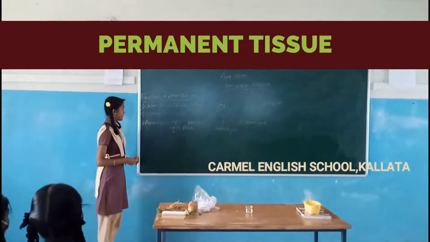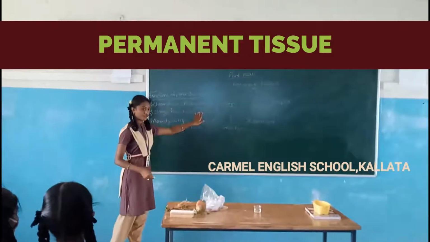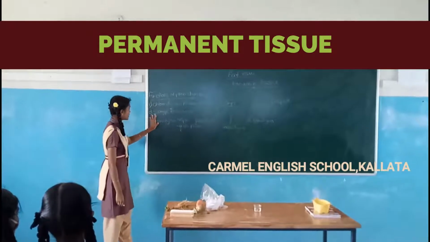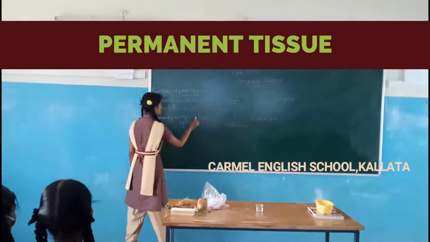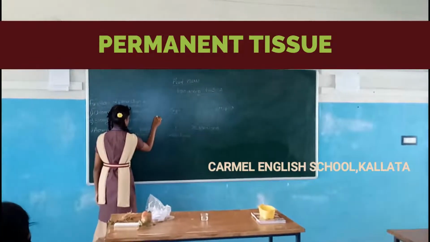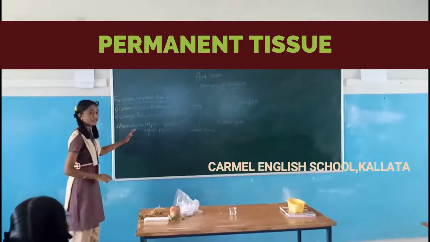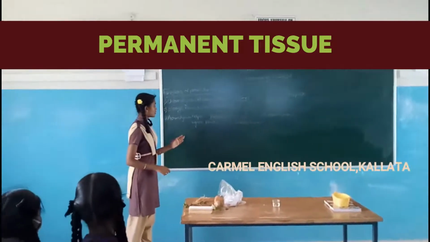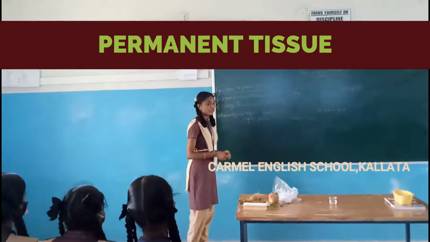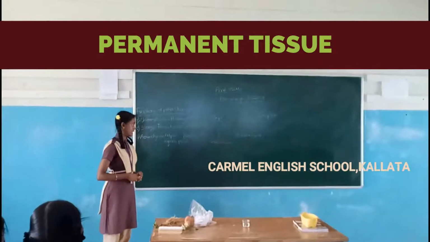Once again I am repeating the functions of parenchyma. The first one is chlorenchyma for photosynthesis, and the second one is storage parenchyma for storing food. And the last one is aerenchyma, which helps aquatic plants to float on water due to the presence of air cavities. And parenchyma are living cells.